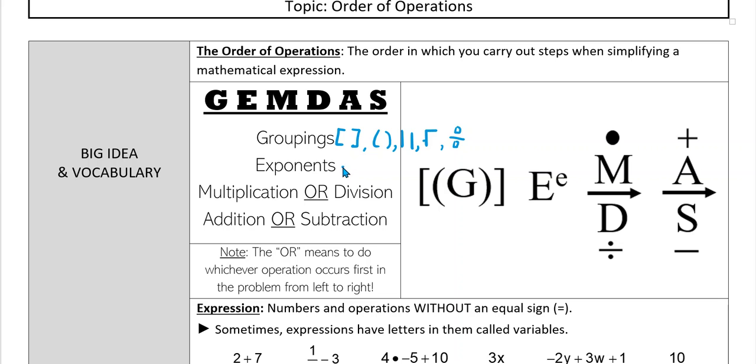Next will be exponents. Those, if we think back to our powers of 10 in scientific notation, are those little numbers up in the top that tell us how many times we're multiplying something by itself. And once we've done all exponents, we move into the multiplication or division step, where we work our way from left to right, and then the addition or subtraction step, where we work our way from left to right. So again, this doesn't mean that multiplication always comes first or addition always comes first. It just means that we move from left to right, and that part is going to be important to remember.